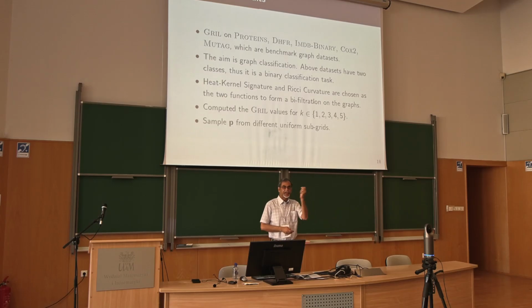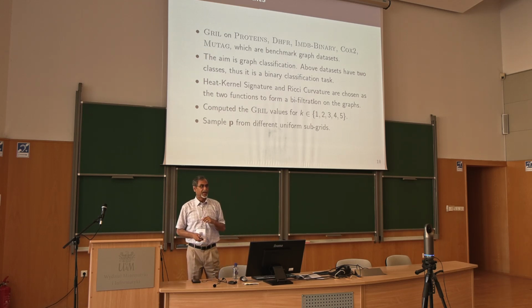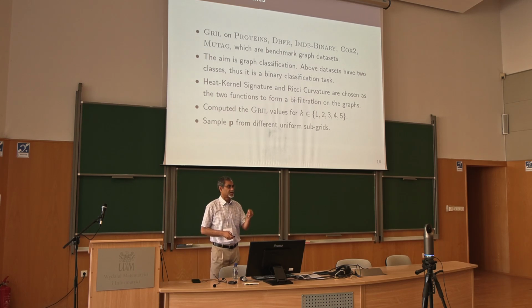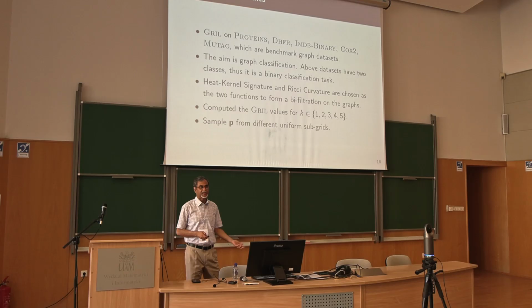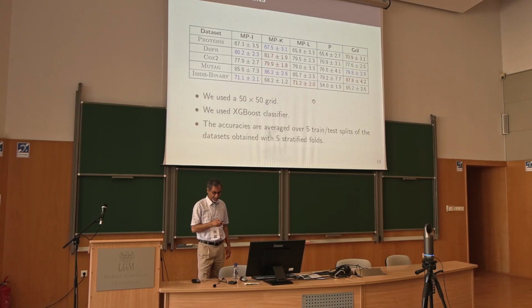P could be chosen at every grid point, but that will be too much. Suppose, for example, I have a 50 by 50 grid, then computing this generalized rank centered at every point will be too much. So instead, we just sample certain points uniformly, so that it becomes useful and at the same time the computation is not too much. And here are the results.